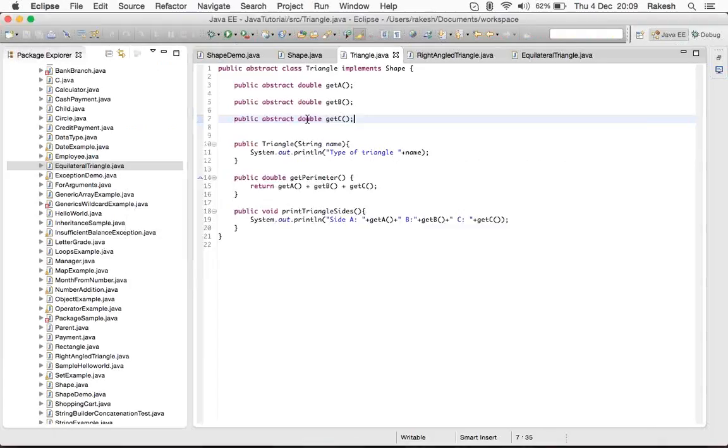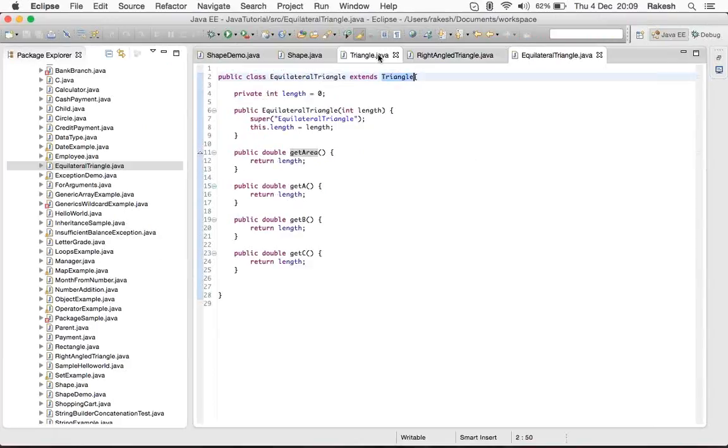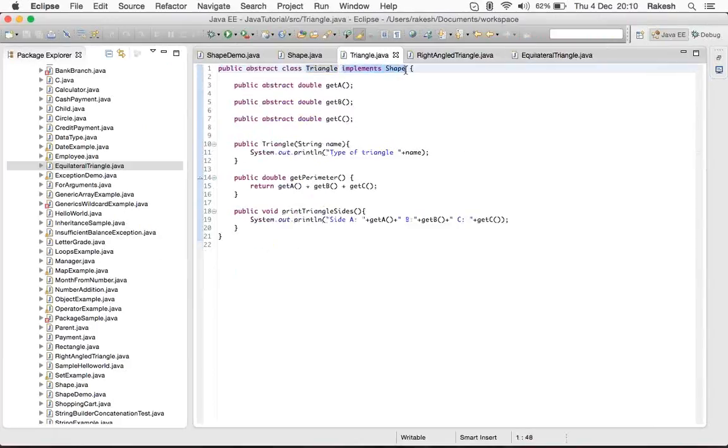Now in our case, we said this particular triangle class, the superclass of right angle triangle and equilateral triangle, implements a shape interface and it knows how to calculate the perimeter, but it does not know how to calculate the area. So we mark it as abstract, first and foremost. Now in order to calculate the perimeter, the abstract class needs to know the length of side A, the length of side B, and the length of side C, right?